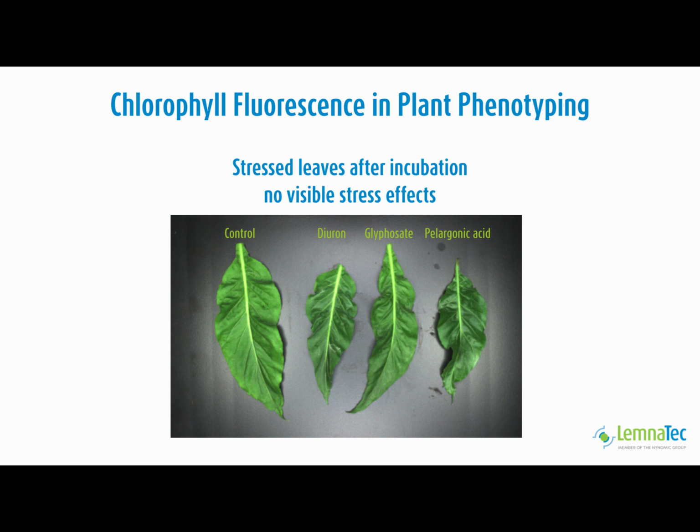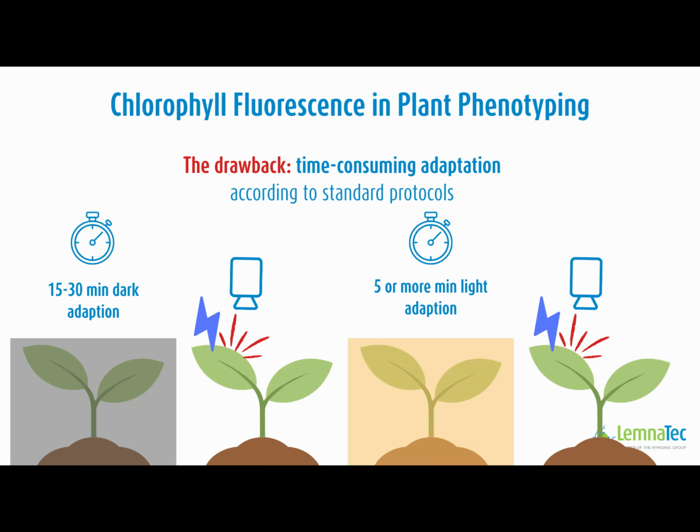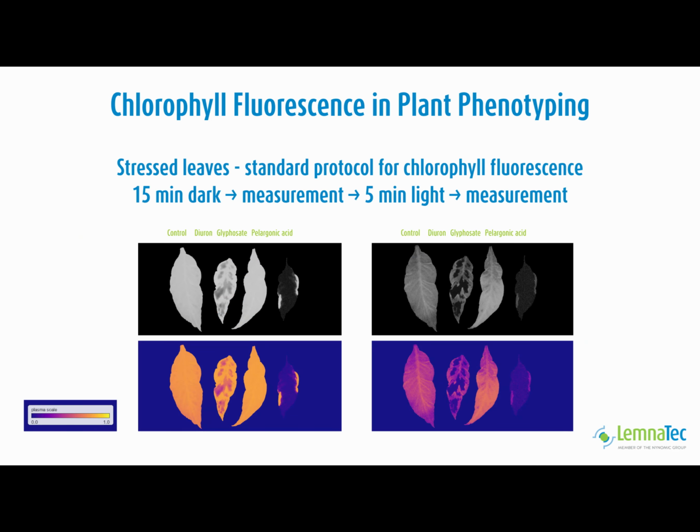Then I started testing chlorophyll fluorescence protocols. First, I did a standard protocol. I dark adapted the plants for about 20 minutes, then took a dark adapted chlorophyll fluorescence recording, light adapted for 5 minutes, and then took again a light adapted chlorophyll fluorescence assessment. The herbicide treatments led to changes in both the dark adapted and the light adapted chlorophyll fluorescence data.